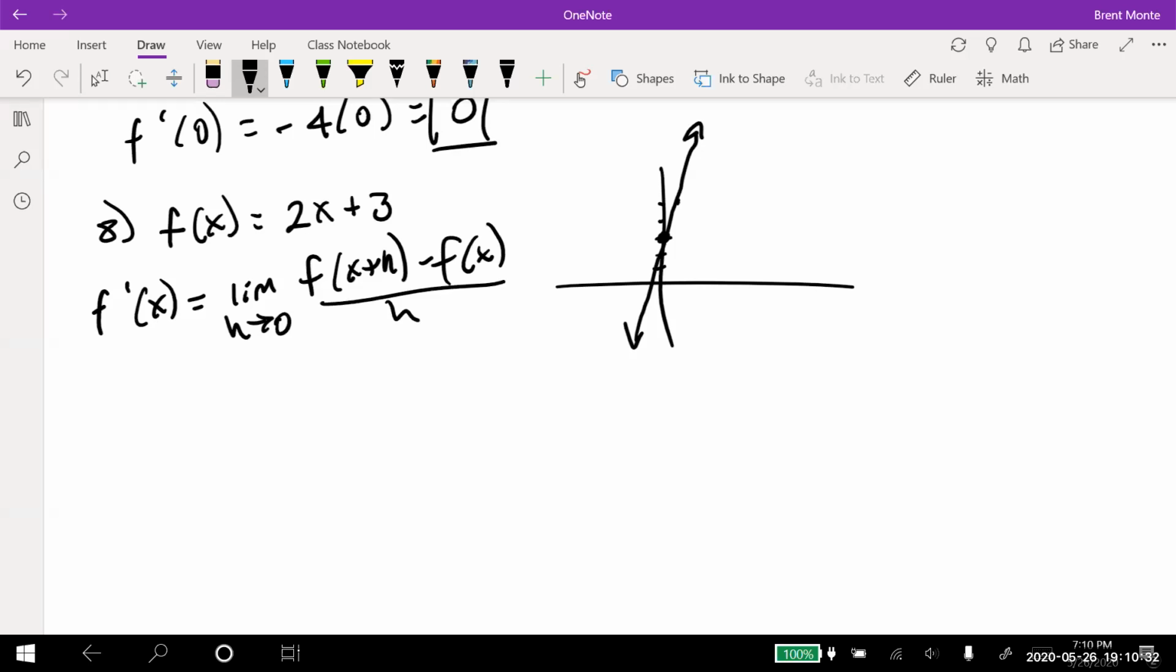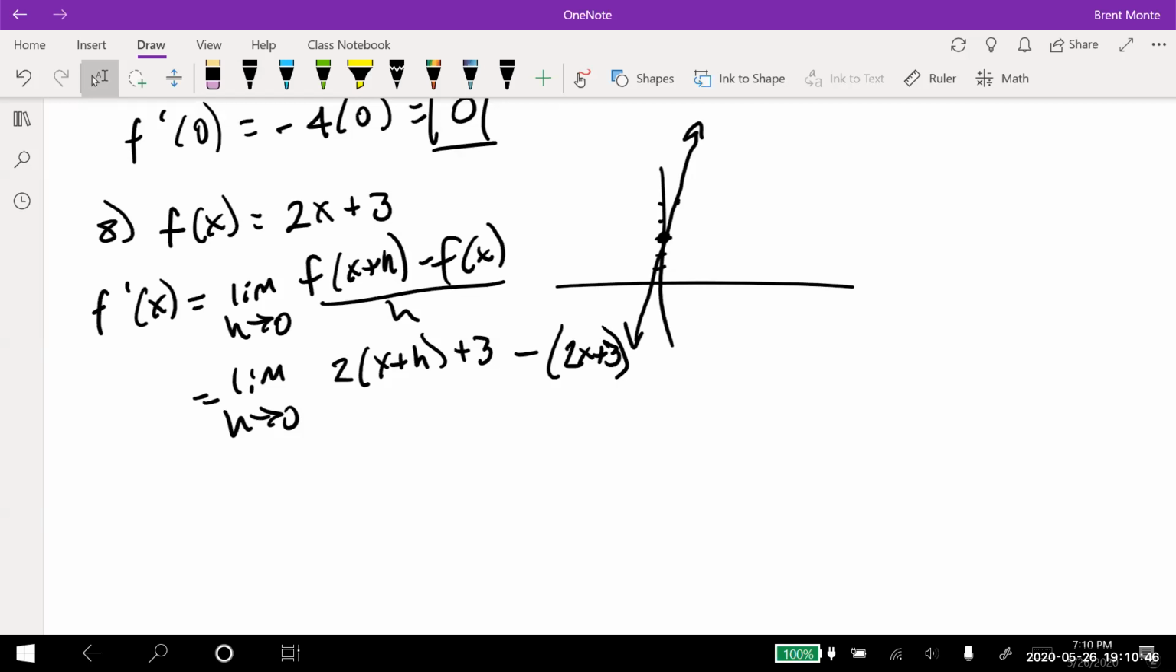All right, so let's see. I get the limit as h goes to 0. If I plug in x plus h, I get 2 times x plus h plus 3, minus 2x plus 3. Kind of run into that. All over h.